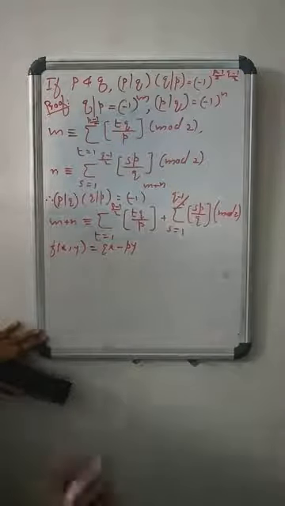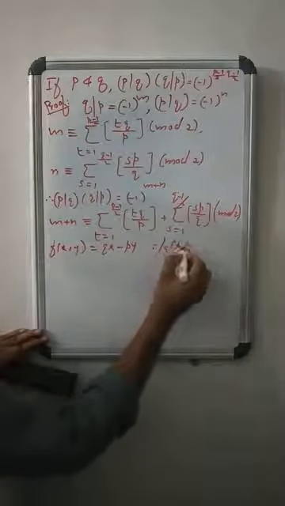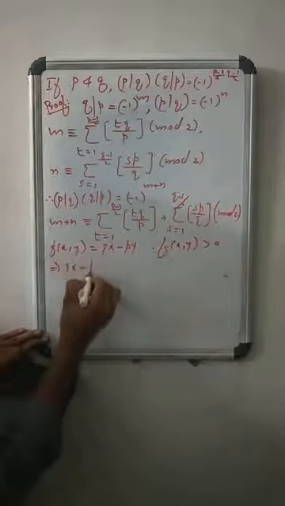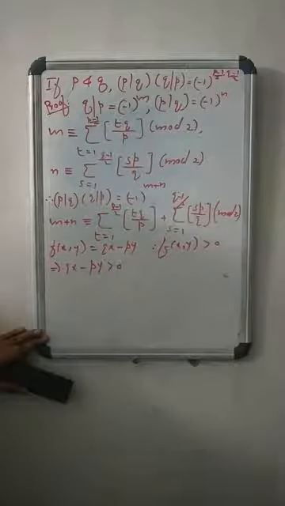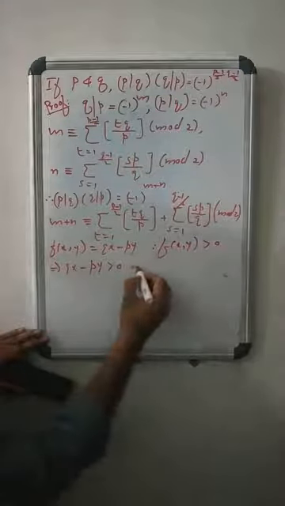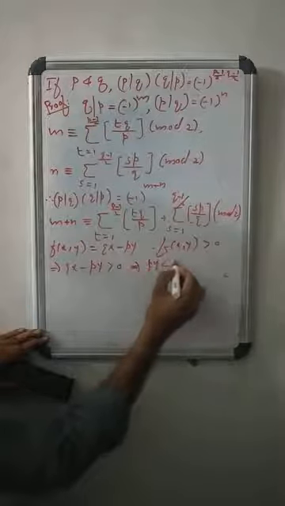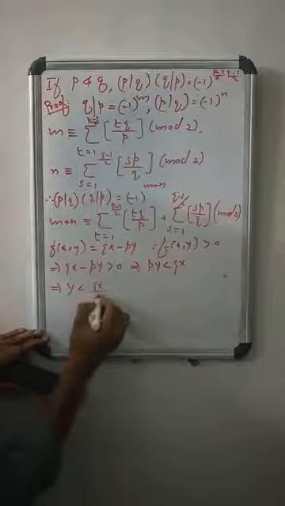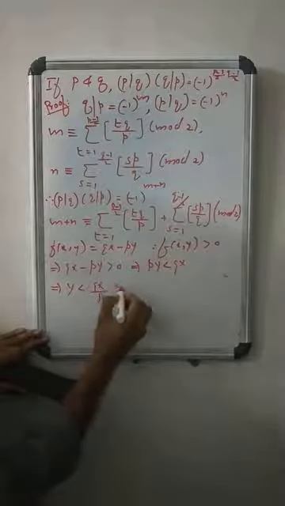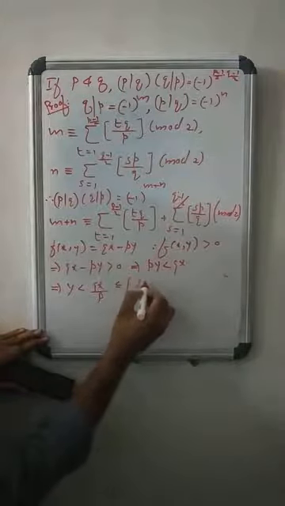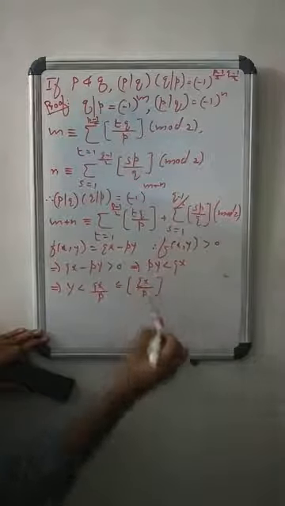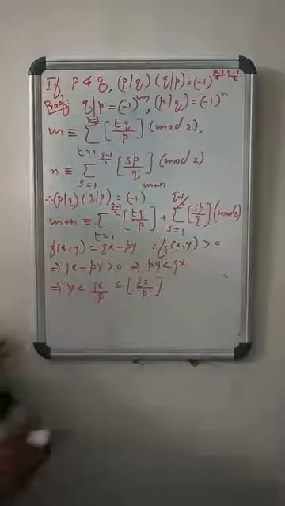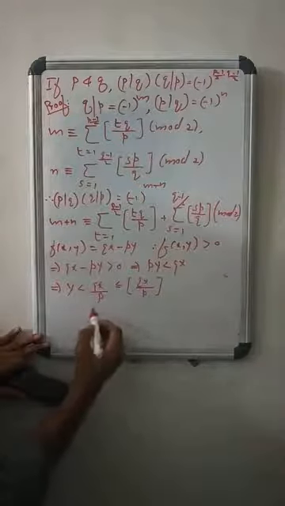Number of positive values means f(x,y) is positive, f(x,y) greater than 0. That means qx minus py greater than 0, that means py less than qx. That means y strictly less than qx/p. Y less than qx/p means y less than or equal to the integer part of qx/p. Okay.